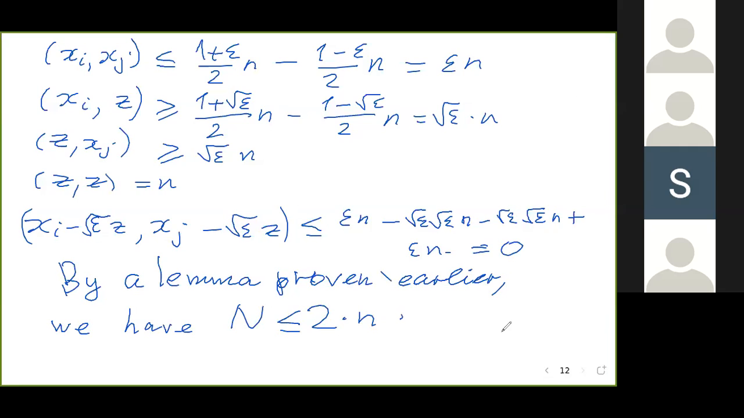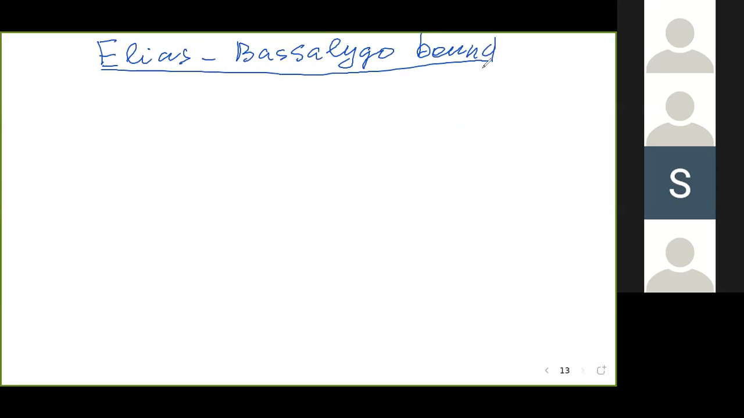And from this Johnson bound, we can derive the best known bound for binary alphabet, the best necessary condition, which is called the Elias-Bassalygo bound. I mean, it's a very easy thing, an easy corollary from the Johnson bound.